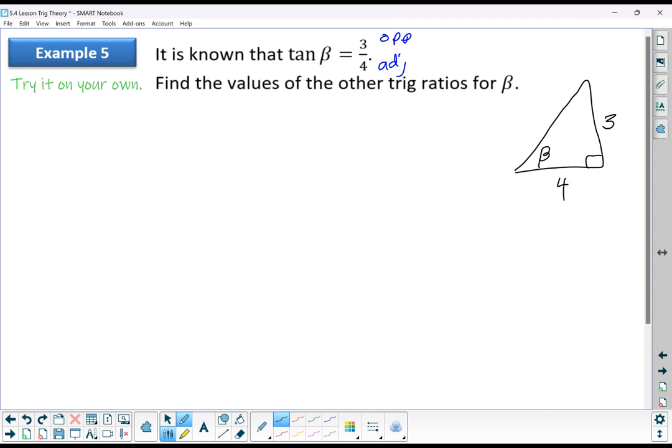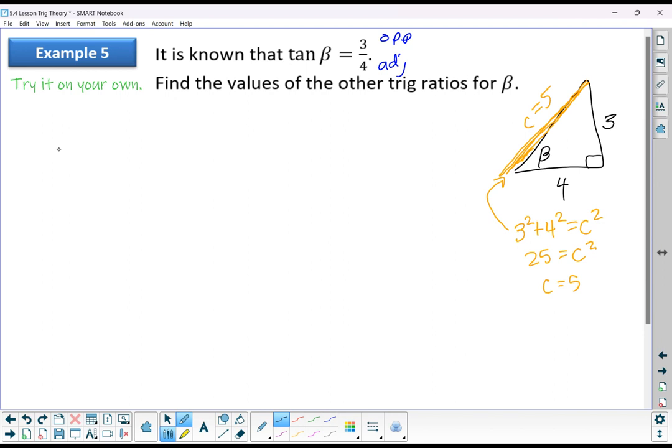So if we try to find the hypotenuse, which we're going to need when we write down the sine or the cosine, I'm going to call it C, just because the Pythagorean theorem uses C for the hypotenuse. So if we're calculating C, it would be 3 squared plus 4 squared equals C squared. 25 is equal to C squared. So that means the hypotenuse is 5.